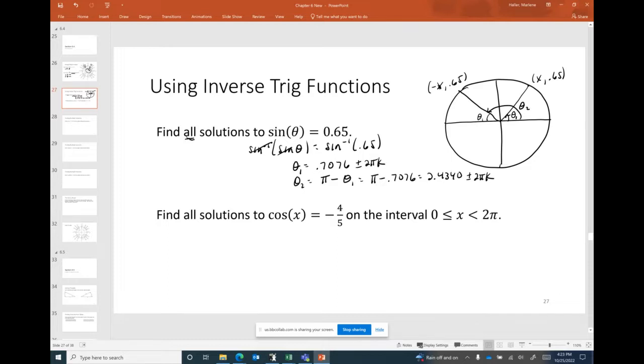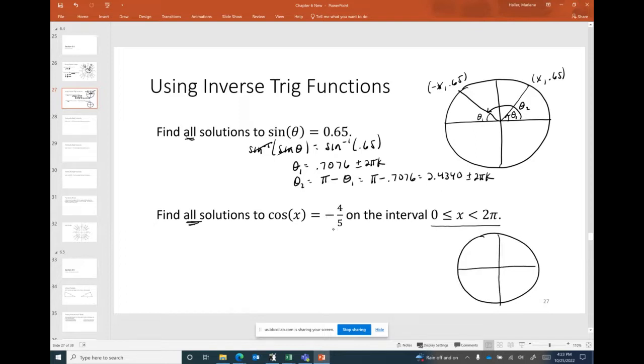Okay, one more. Here we want to find all solutions to the cosine of x equals -4/5. Oh, but we're going to just stay on one interval here. We're just going to stay in once around the unit circle. 0 is less than or equal to x is less than 2 pi. All right, so where would -4/5 be on there? Let's sketch our unit circle and see.